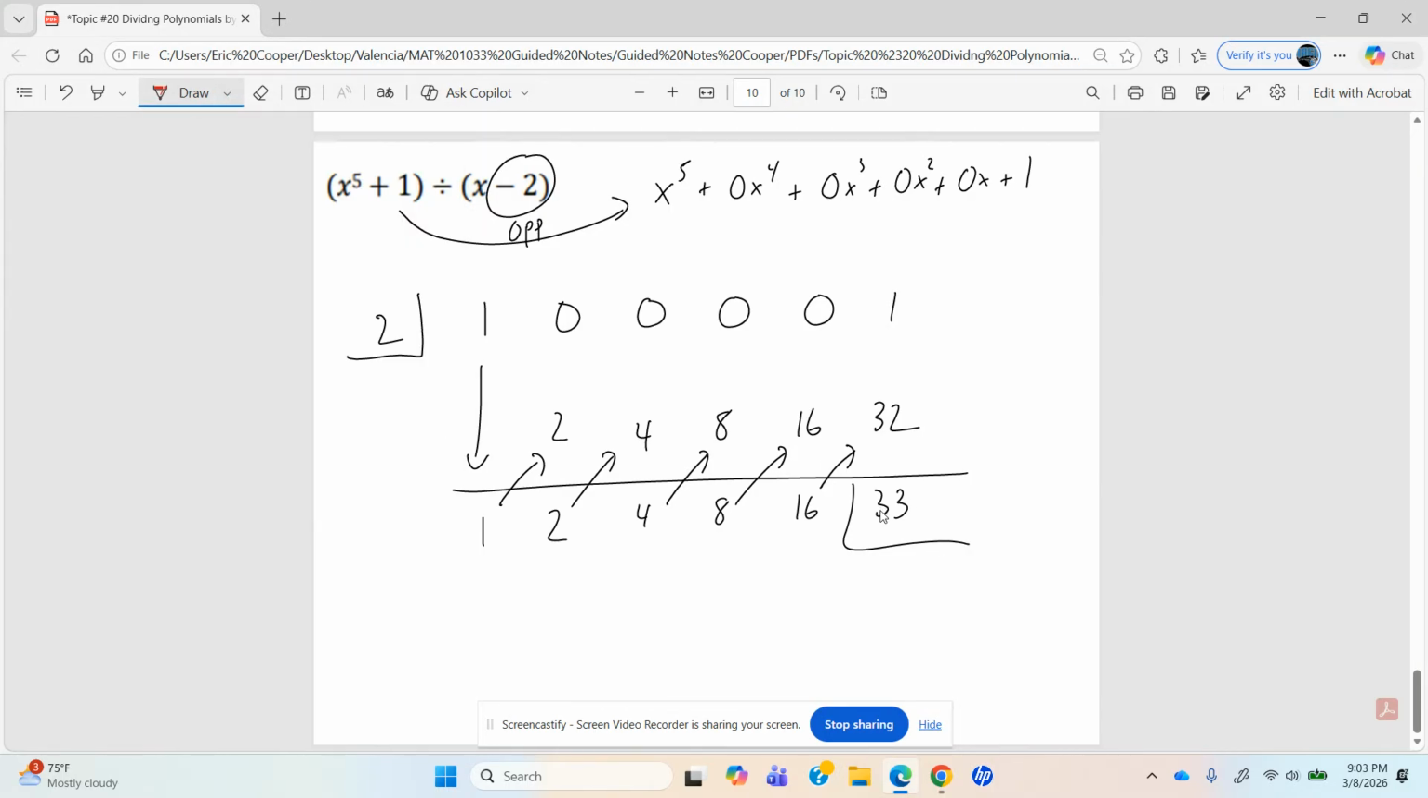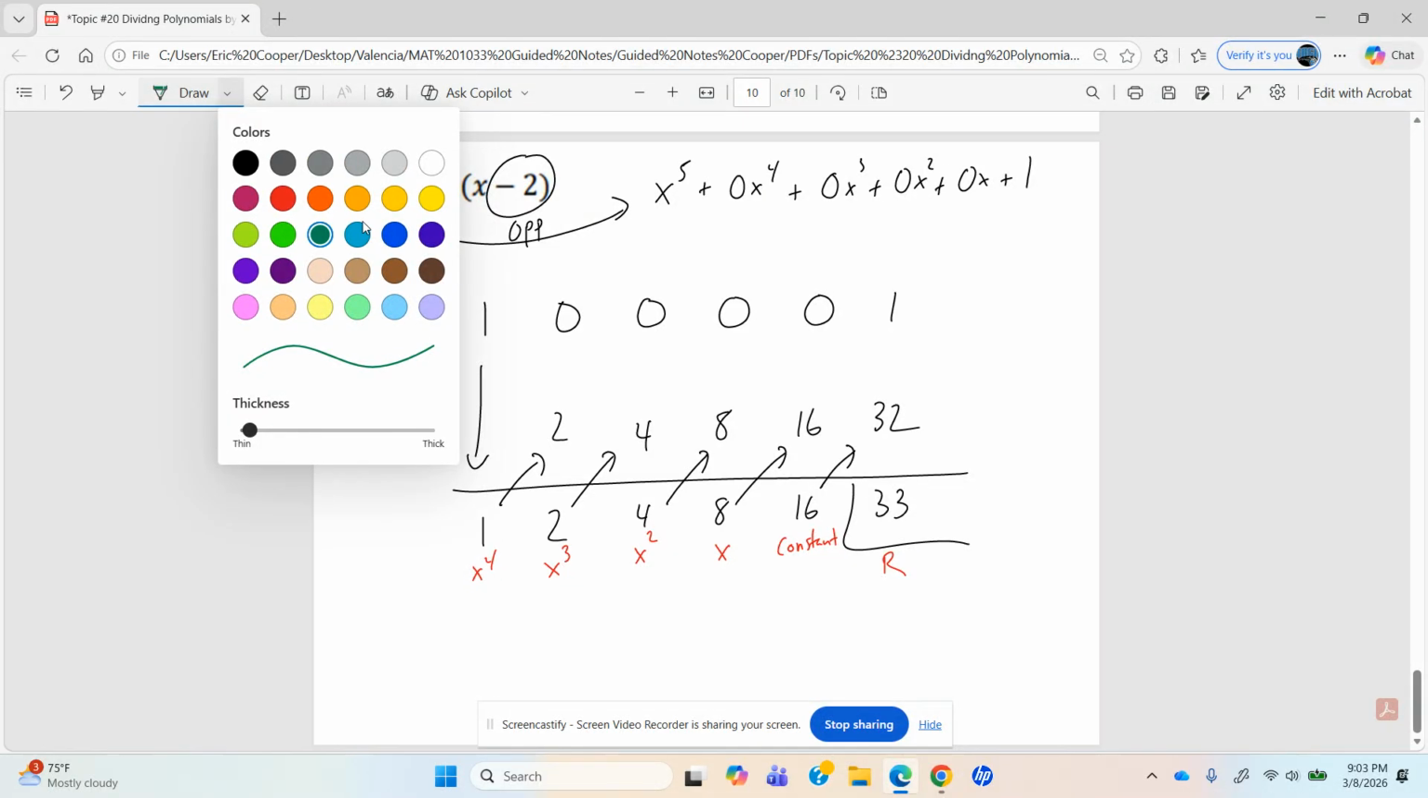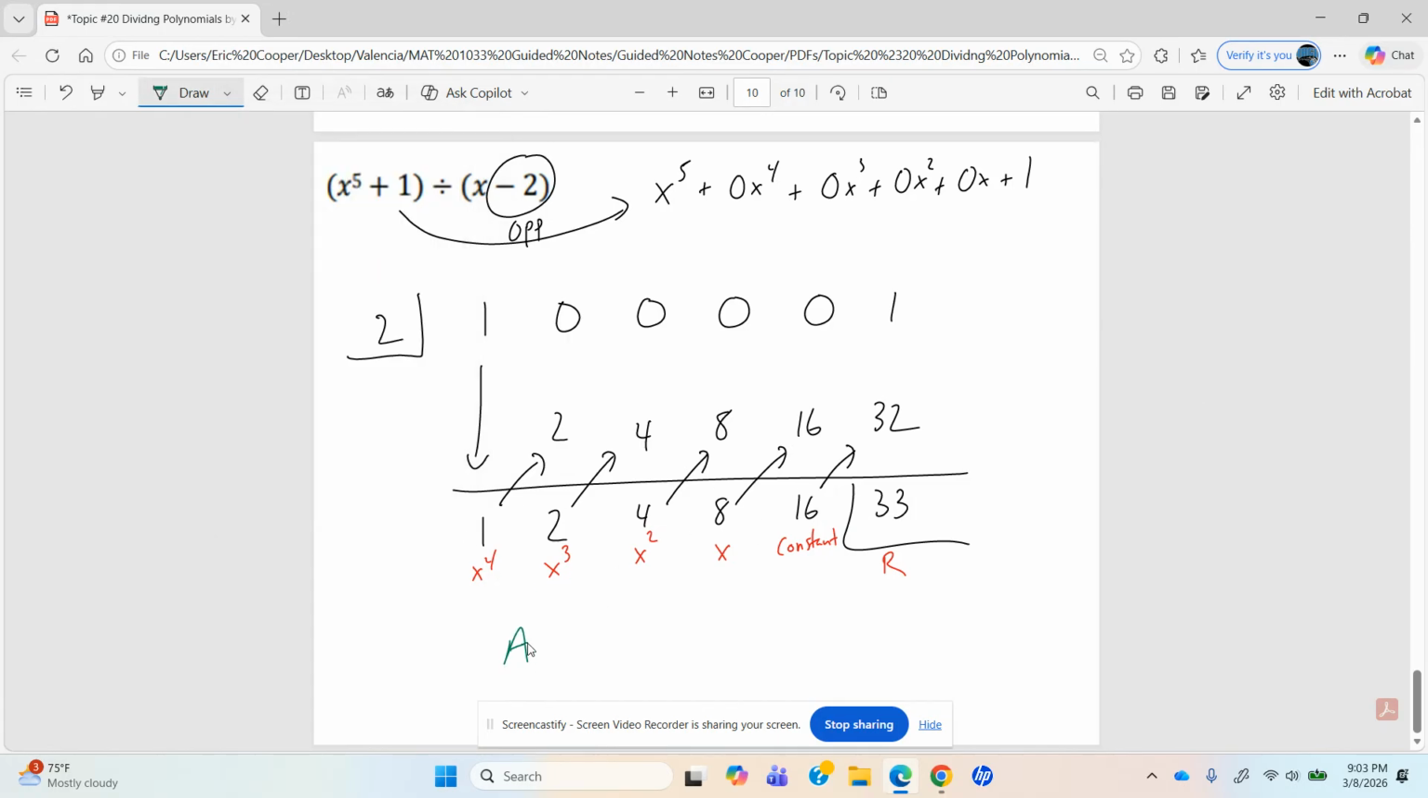So again, writing the answer, the box is the remainder. The first one after the box is the constant. And then this will be x, and then we'll just count up. x squared. This will be x cubed. And this will be x to the 4th. So when I go to write my answer, I have all my coefficients right here. I have x to the 4th plus 2x cubed plus 4x squared plus 8x plus 16 plus 33 over what we divided by here, x minus 2.